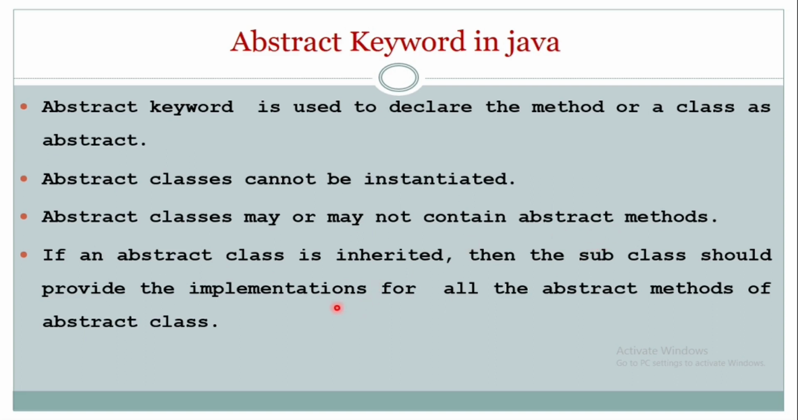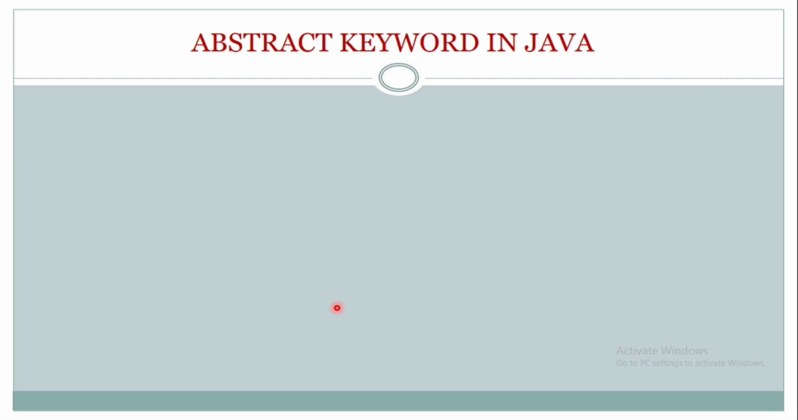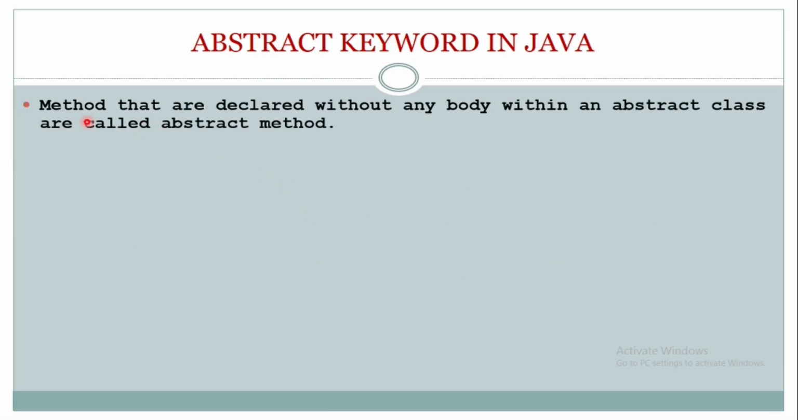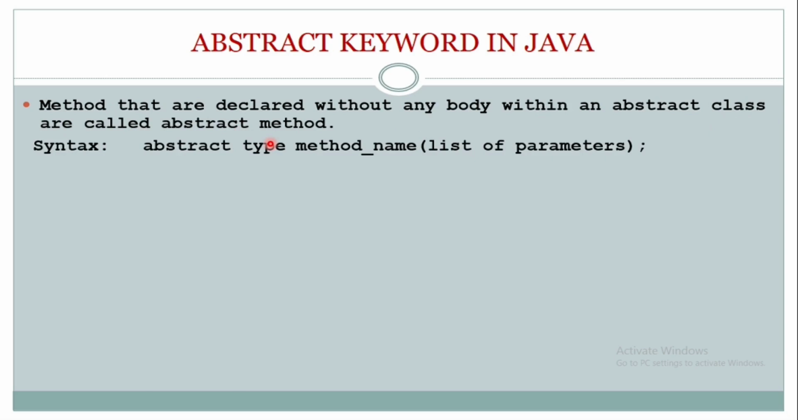We'll understand about abstract methods here. Methods that are declared without any body within an abstract class are called abstract methods. Here is the general form. As you can see, abstract, type, method name and the list of parameters. This is how you declare an abstract method: abstract void sum and the parameters.